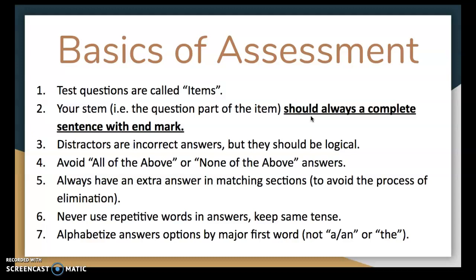Distractors are what we call your incorrect answers. So if you have a multiple choice question and it has A, B, C, or D as the options, say A is the correct answer, but B, C, and D are all distractors. And they should always be logical and based upon the topic.